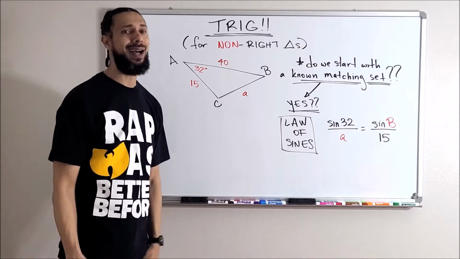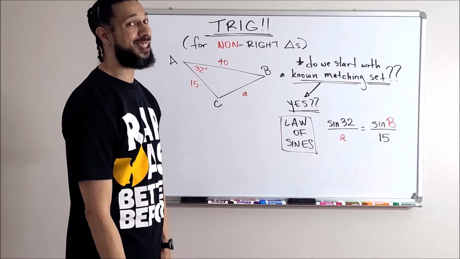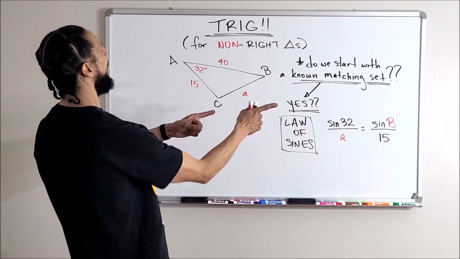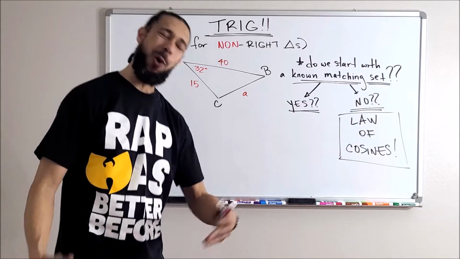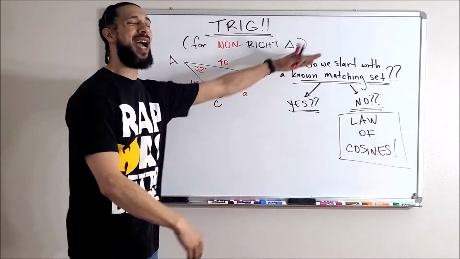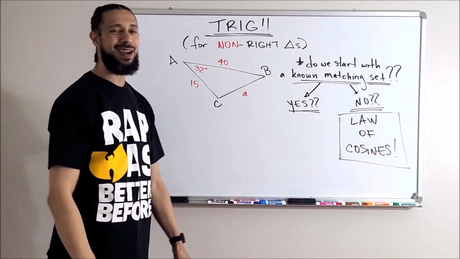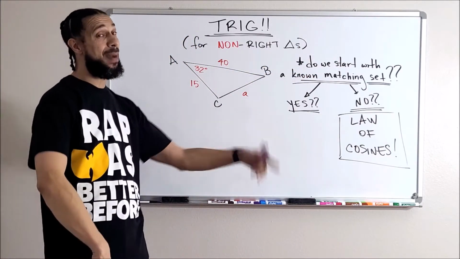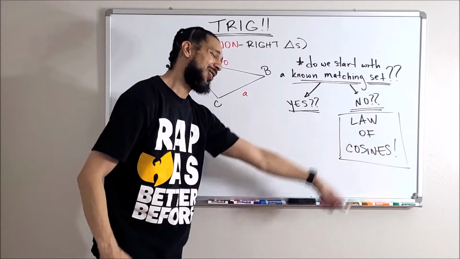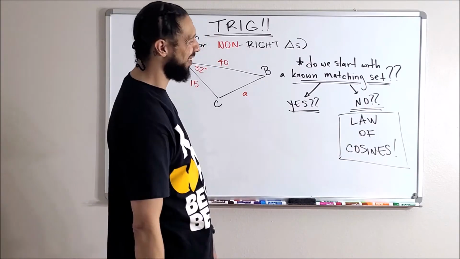What do we do? I know what you do. It's called the law of cosines, of course. So if you got a matching set, you do the law of sines. That was last video. We ain't got a matching set, so you know what we do now? The law of cosines.